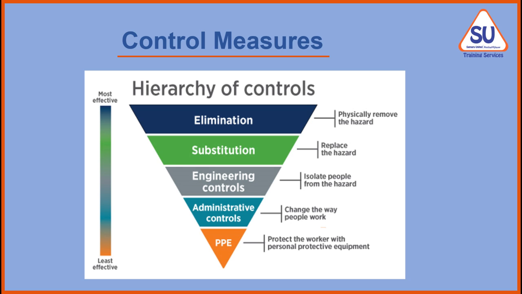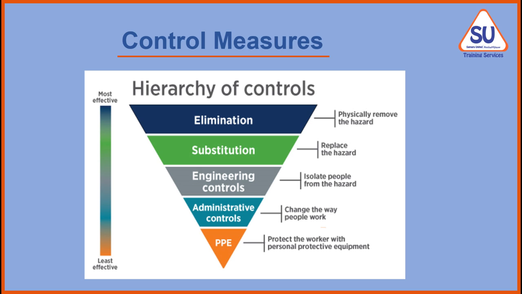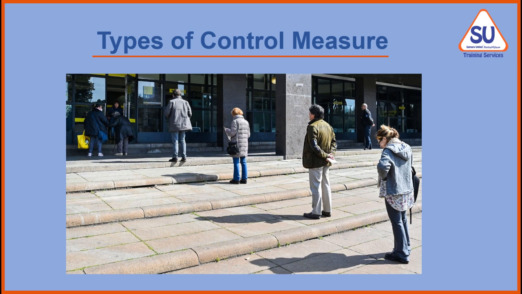Next, let's look at engineering controls. We can do something here. By re-engineering how we live our lives, we can isolate ourselves from the hazard. Working from home, using video conferencing are good examples. Next is administrative controls, what we do on a daily basis. Social distancing will reduce the likelihood of us breathing in exhaled air from an infective host.